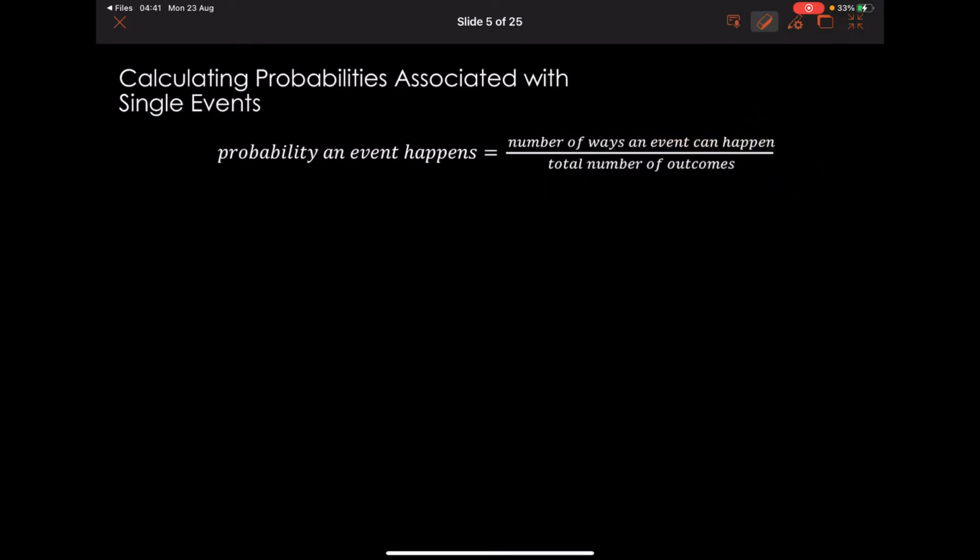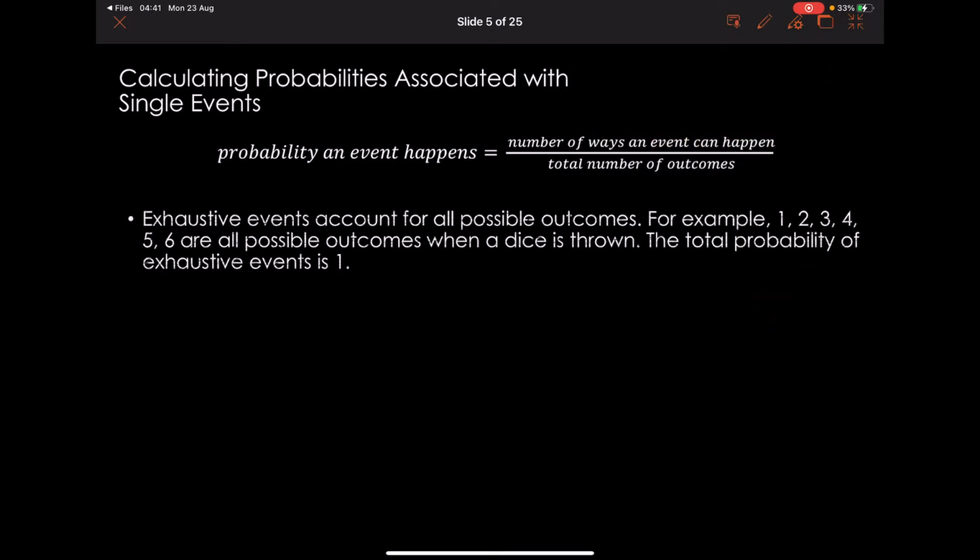So the probability of something happening is the number of ways an event can happen over the total number of outcomes possible. Now, what you need to remember is we've got exhaustive events, and exhaustive events account for all possible outcomes. For example, 1, 2, 3, 4, 5 and 6 are all possible outcomes when a dice is thrown. The total probability of exhaustive events is 1, and I'll explain that in a bit more detail in a second. By 1, they mean like 100%.